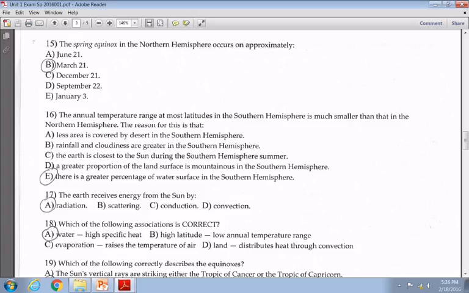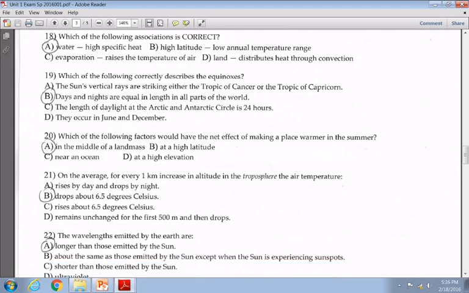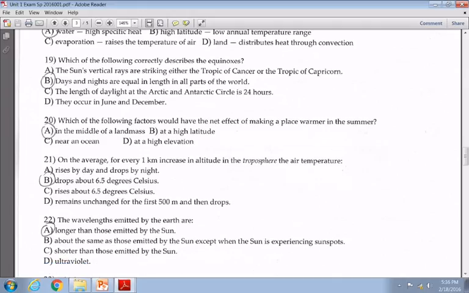Question 17, the Earth gets energy from the sun by A, radiation. Question 18, which are correct. The only thing that's correct there is A, that water has a high specific heat. Question 19, which of these describe the equinox? The best answer is B, that days and nights are equal length at all latitudes.